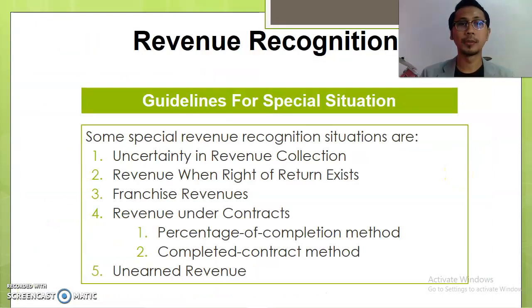This next part will be the guidelines for special situations. There are some special revenue recognition situations such as uncertainty in revenue collection, when a right of return exists, franchise revenues, revenue under contracts such as the percentage of completion method or completed contract method, and unearned revenue. I will explain later in detail in the next slides.